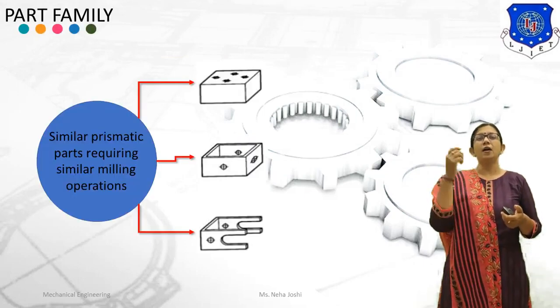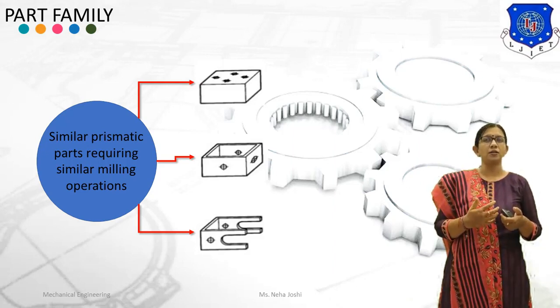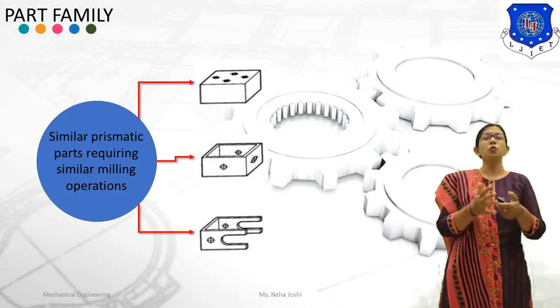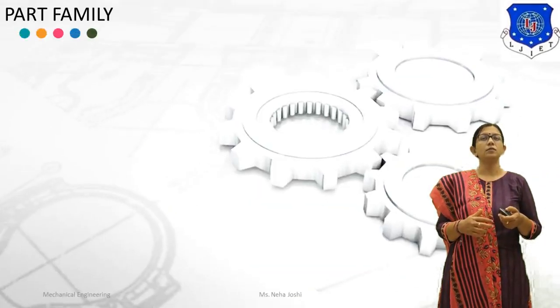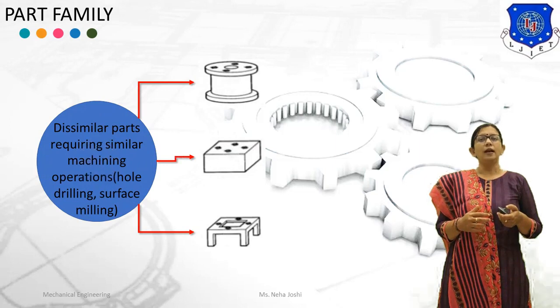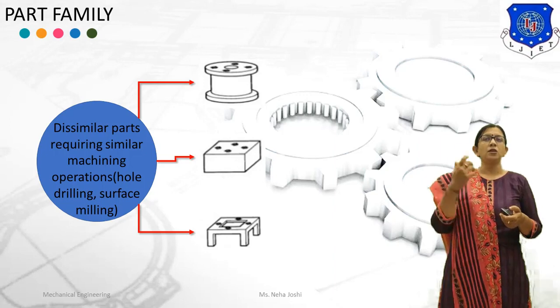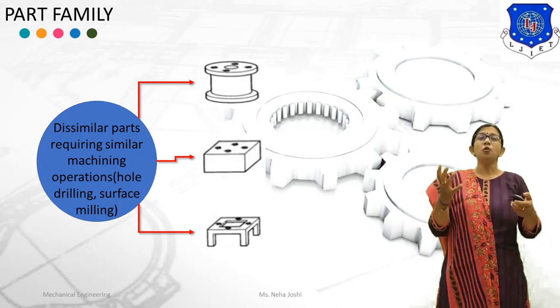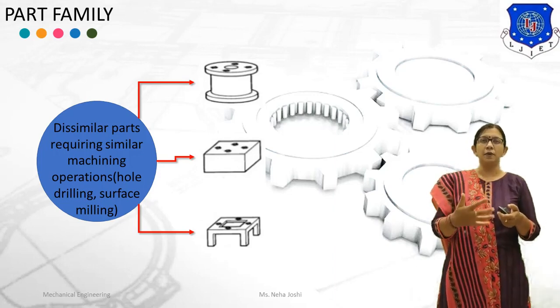Here in the diagram you can see similar prismatic parts require similar milling operations. The parts require the same operation, milling, so we can group them into one part family. Here you can see similar parts require similar machine operations. All the parts require drilling, surface milling, etc. So we can group them according to the manufacturing process required.